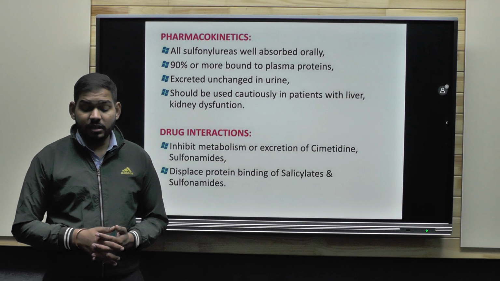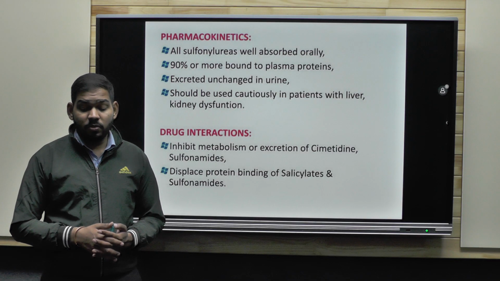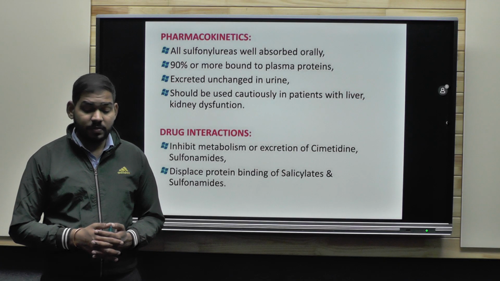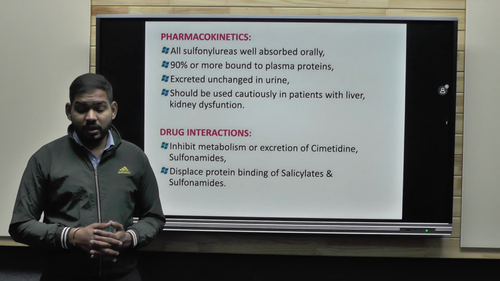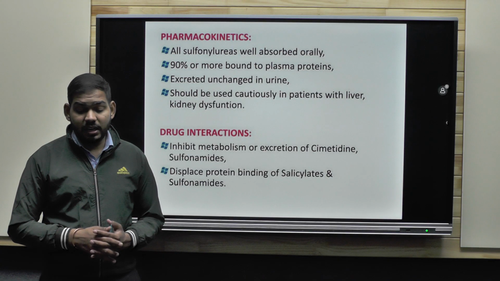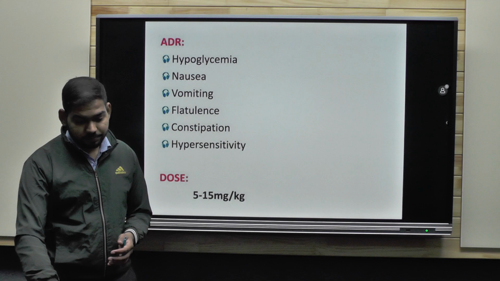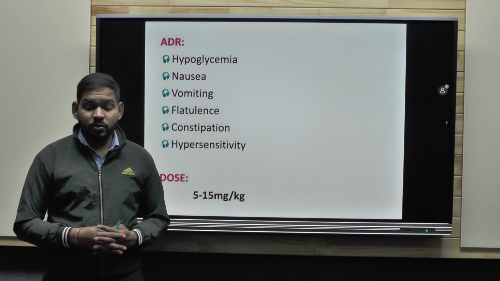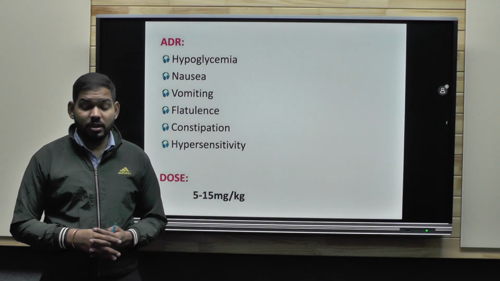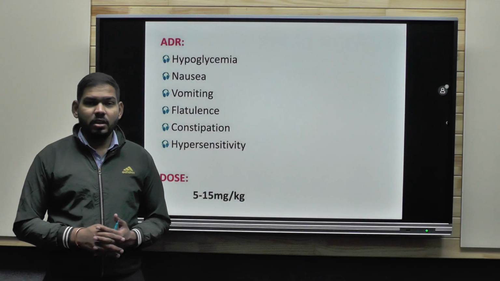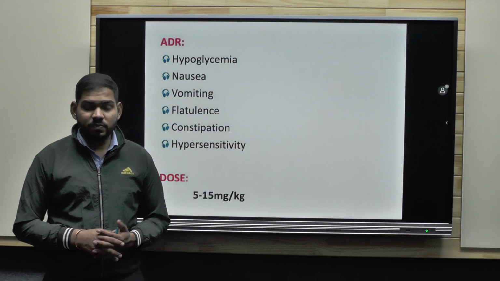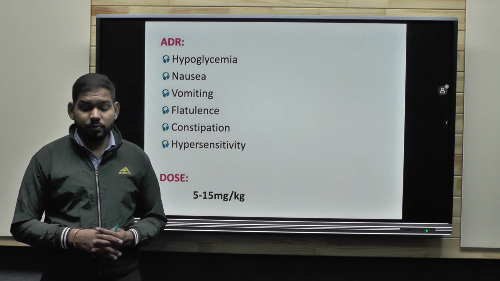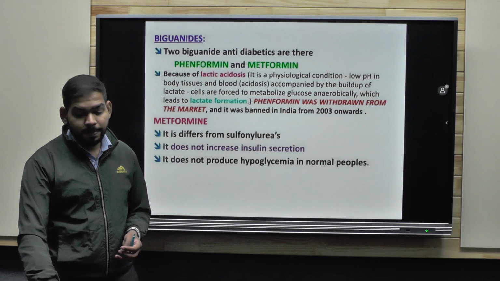It is as listed: inhibit metabolism or excretion of the cimetidine, sulfonamides, displaces protein binding of salicylate and sulfonamides. What are the ADRs related to the use of the sulfonylurea? First is hyperglycemia, nausea, vomiting, flatulence, constipation and hypersensitivity. The dose recommended for the use of the sulfonylurea drugs is 5 to 15 mg per kg.